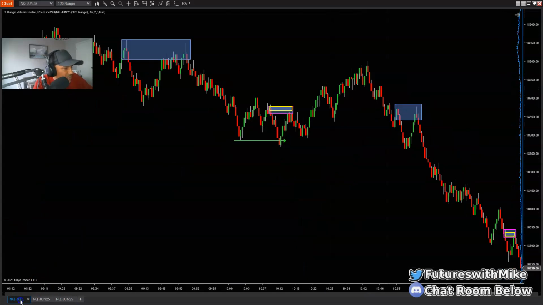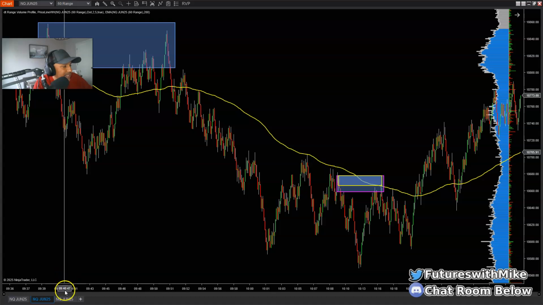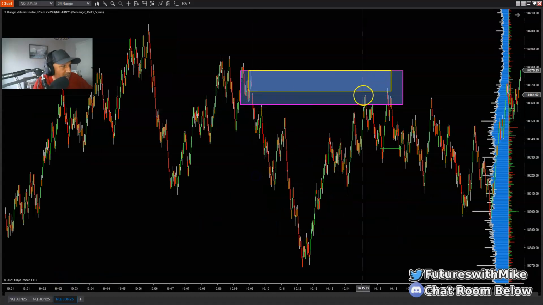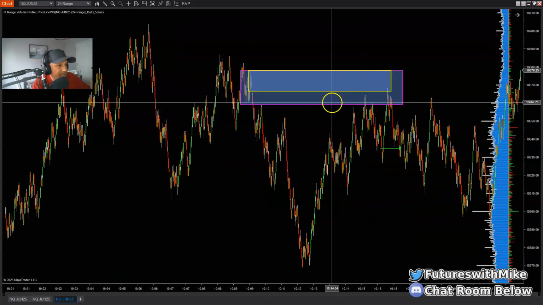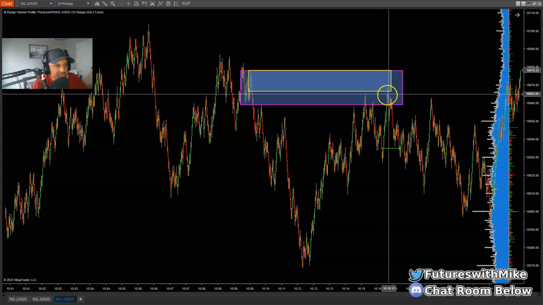So we have a structure break on the 120. We have a supply zone resting on the 60 and a supply zone resting on the 24 range chart. Both of them being high probability zones with imbalances resting at them. Again, you look for the rejection, go short.